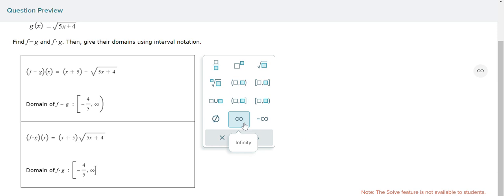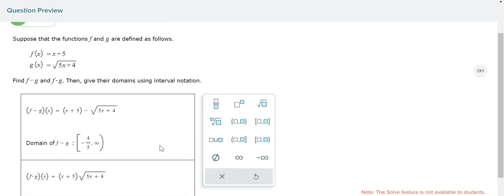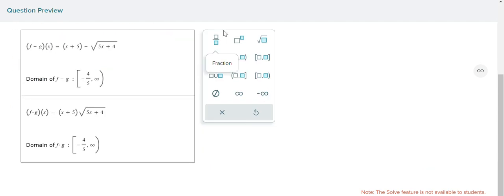To positive infinity. And again, always parentheses. Go ahead and check it. Looks like we're correct. Let's go ahead and move on to our next problem.